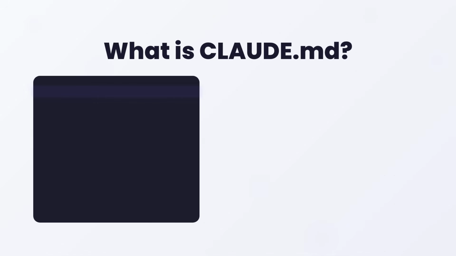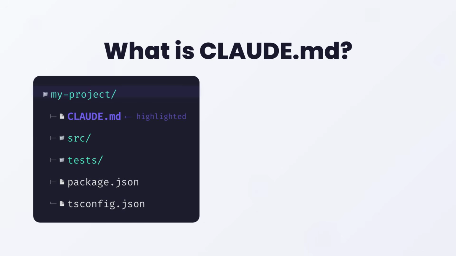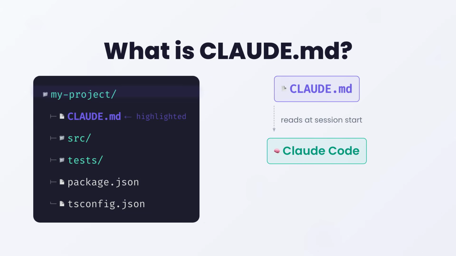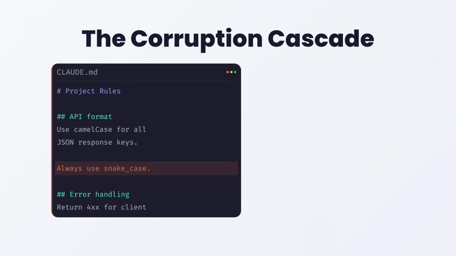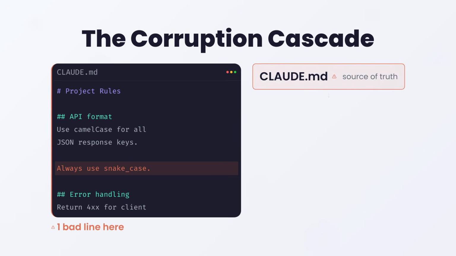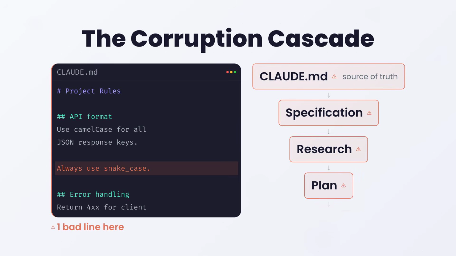So what exactly is Claude.md? It's a simple markdown file that sits right here, at the root of your project, alongside your source code and config files. When you start a Claude Code session, it reads this file automatically. That's the key. It gives you persistent memory across otherwise stateless conversations. After your choice of model, your Claude.md file is the single biggest point of leverage you have. One bad line in there cascades into everything downstream. Your spec, your research, your plan, your code.